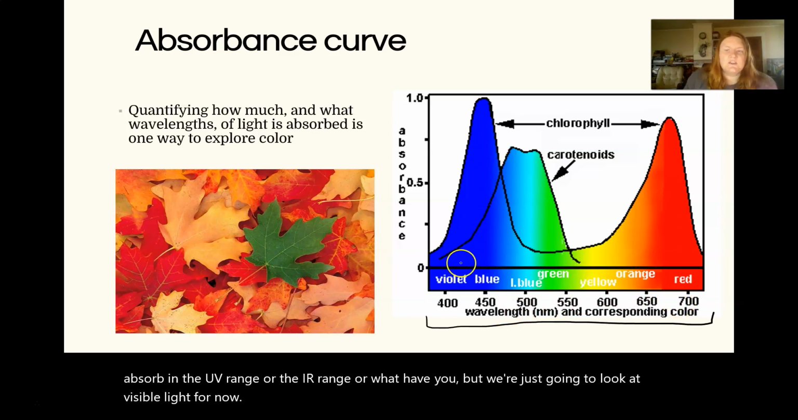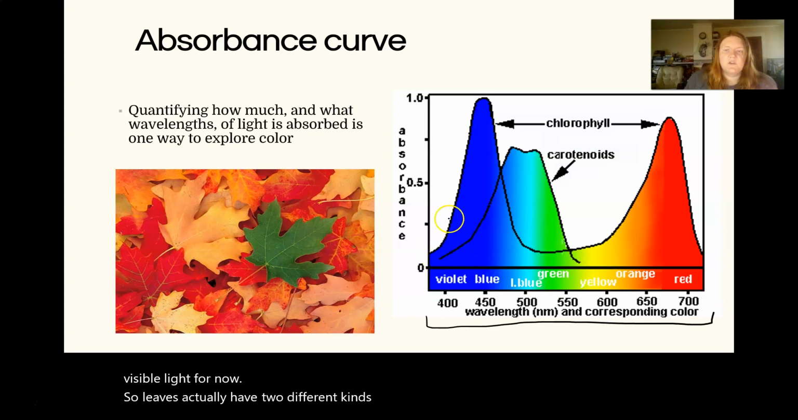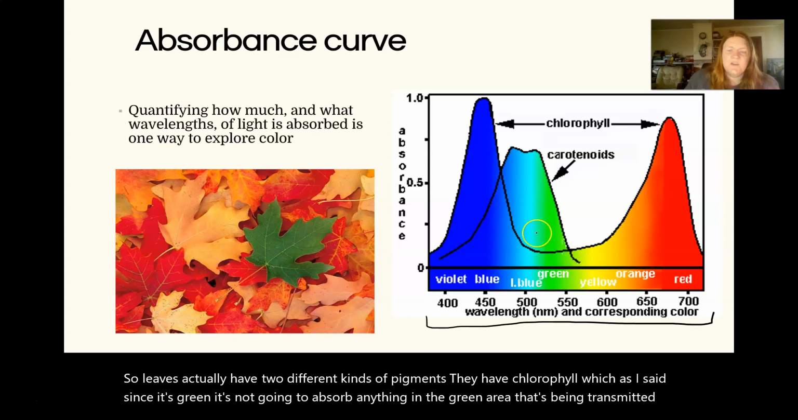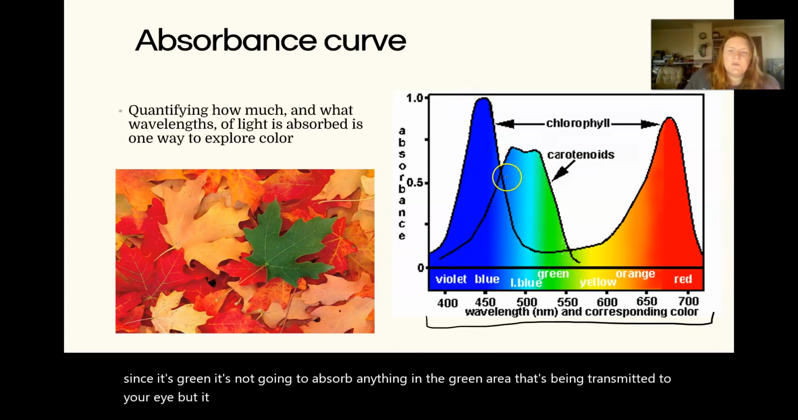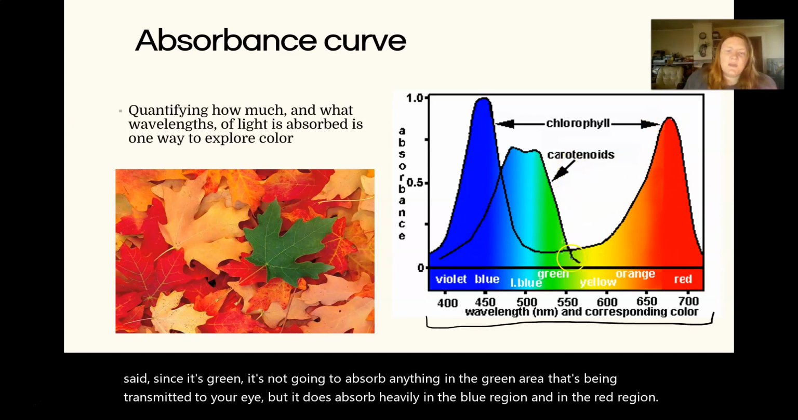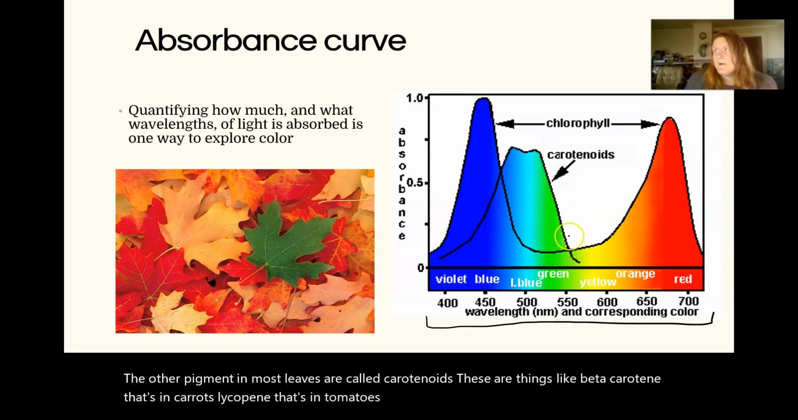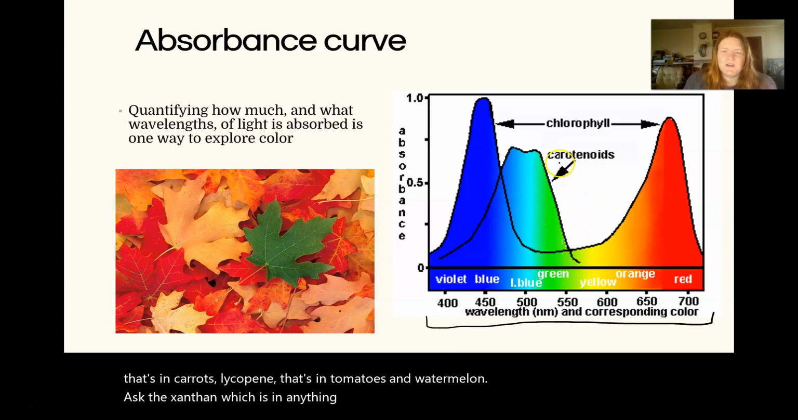So leaves actually have 2 different kinds of pigments. They have chlorophyll, which, as I said, since it's green, it's not going to absorb anything in the green area that's being transmitted to your eye, but it does absorb heavily in the blue region and in the red region. The other pigment in most leaves are called carotenoids. These are things like beta-carotene that's in carrots, lycopene that's in tomatoes and watermelon, astaxanthin, which is in anything purple. All kinds of fun names for these guys.